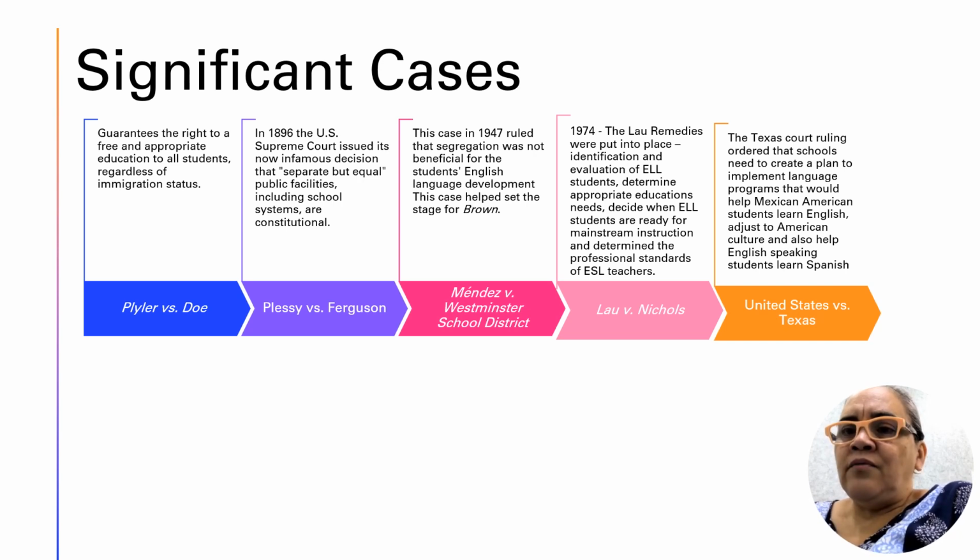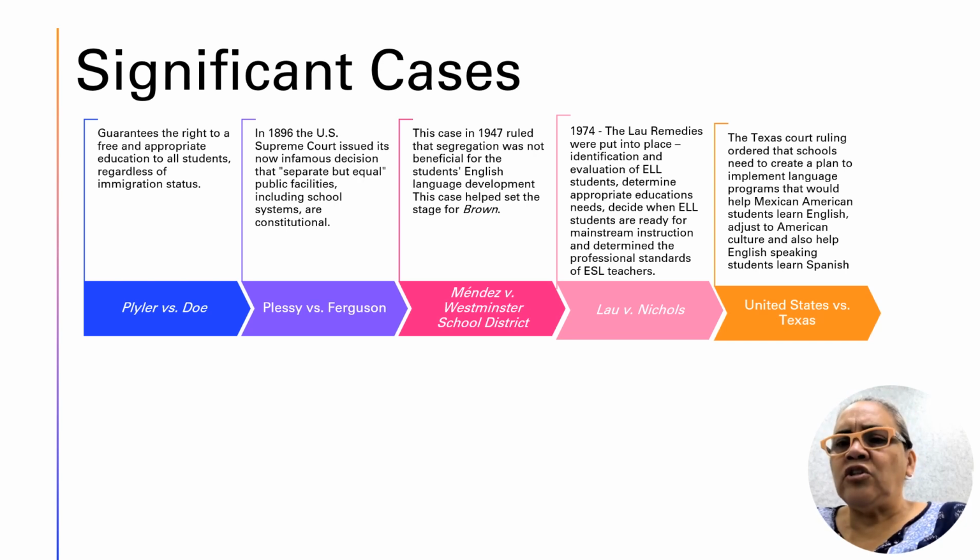Then in 1947, we had Menendez versus the Westminster School District. This basically kind of overruled the 1986 U.S. Supreme Court decision. It basically stated that it was not beneficial for English language learners to be taught at a different site, that this was not indicative of them learning the English language. This case helped set the foundation for Brown versus Board of Education.